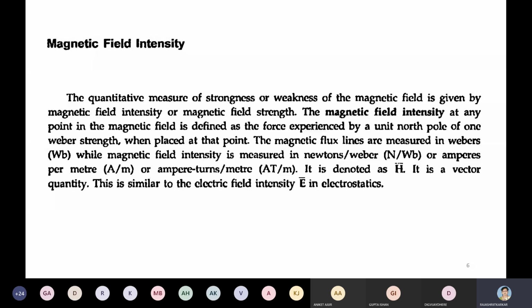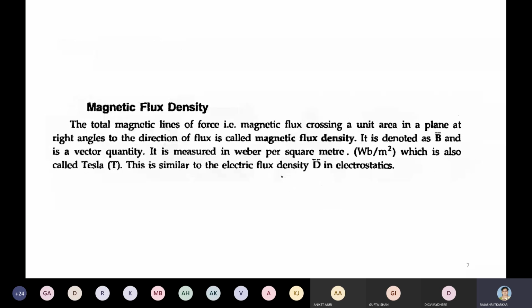So it is a vector, and hence we write it as H bar. In electric field intensity, we had represented the electric field intensity as E bar. Now in magnetostatics, we represent the magnetic field with what we have denoted as H bar. Now this is the magnetic flux density which has been measured.